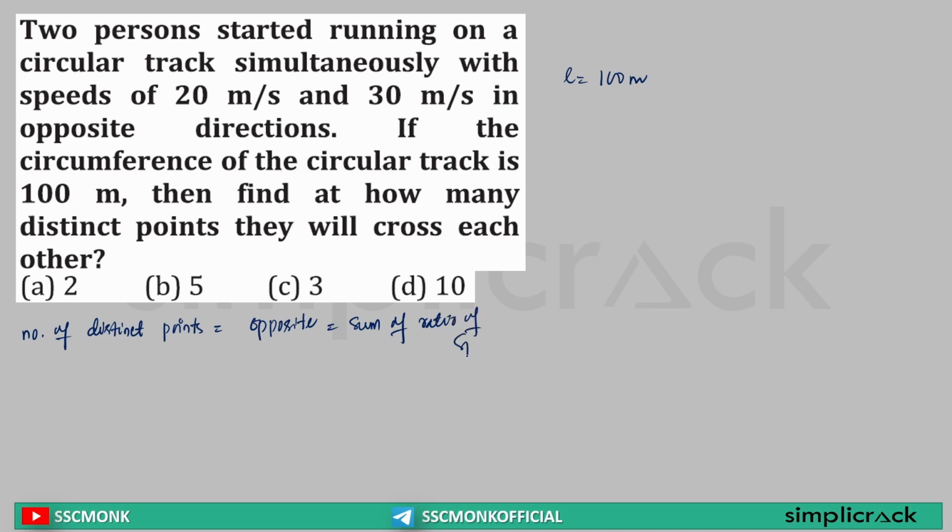What is the speed, sir? 20 and 30. What is the ratio? 0 0 crossed out, that is 2:3. So number of distinct points is equal to 2 plus 3, that is 5. Answer 5. You can cross verify any possible way you want, but this will be the answer.